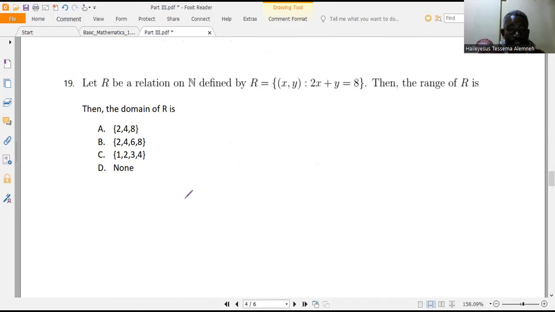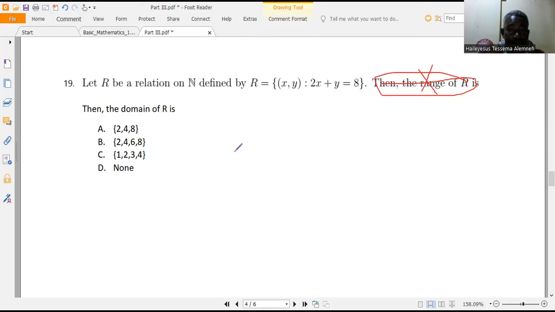The other question: relation R is defined on the set of natural numbers by x, y such that 2x plus y is equal to 8. Then what is the domain of this relation? Which one is the domain of this relation?